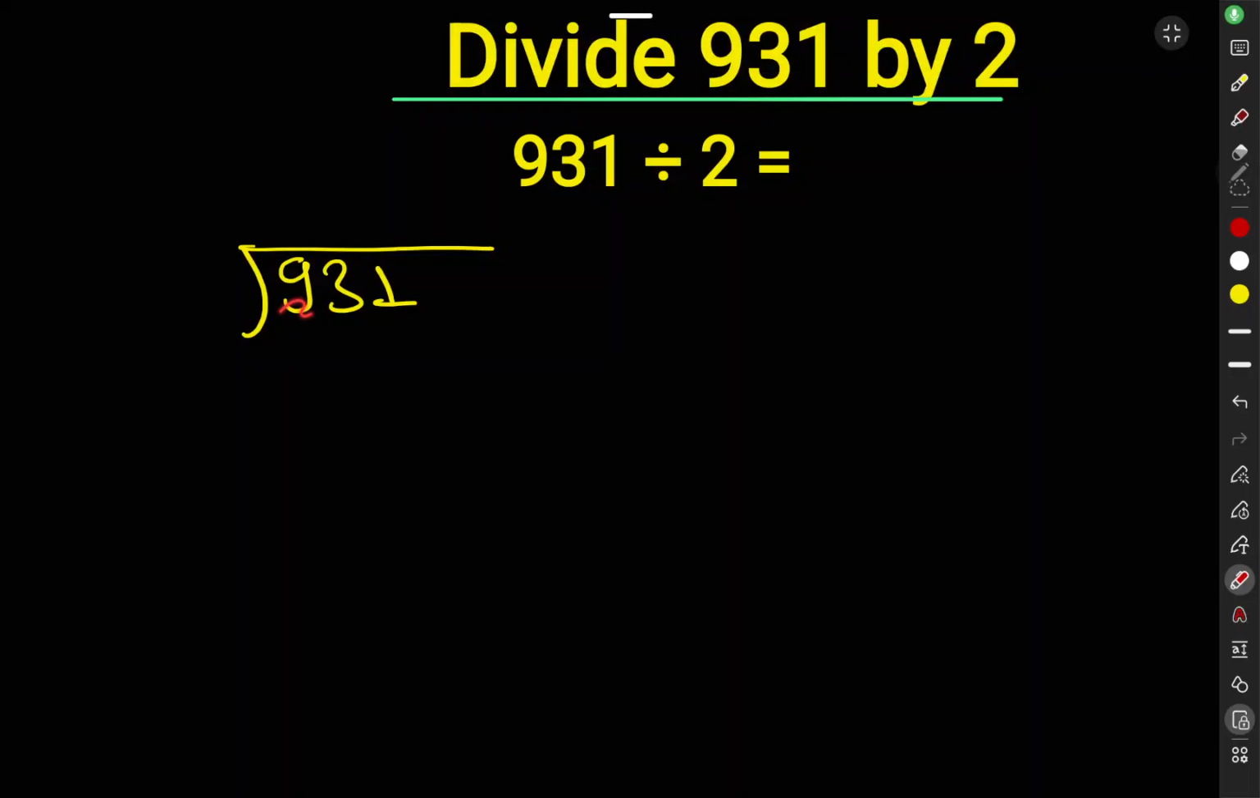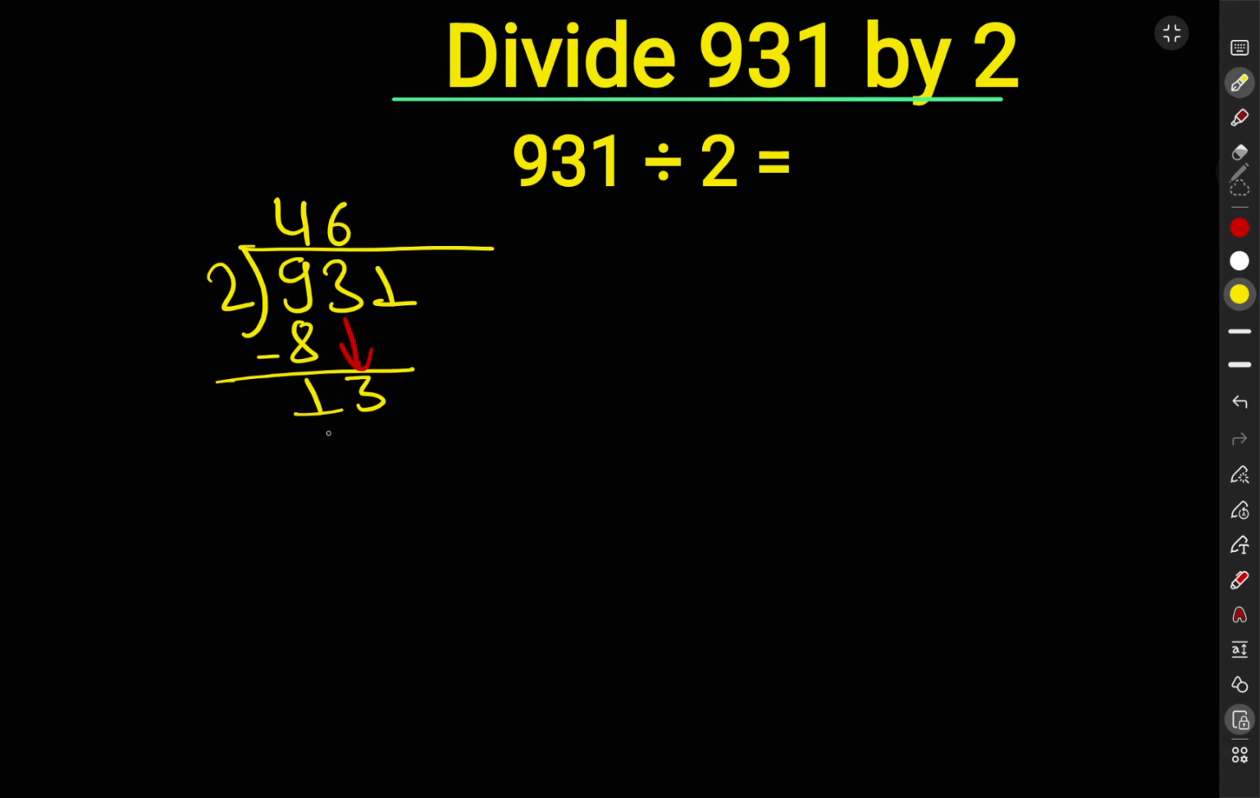We divide 931 by 2 in a long division method. So 2 times 4 is 8. On subtracting we get 1. So now we put down this 3 and it is 13.